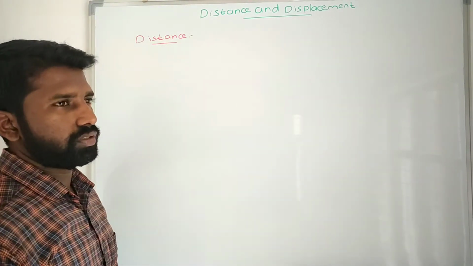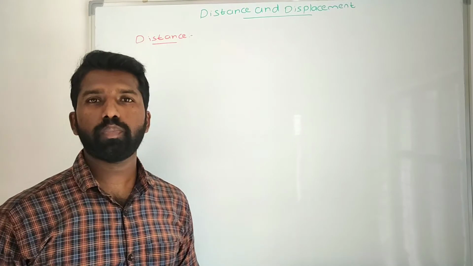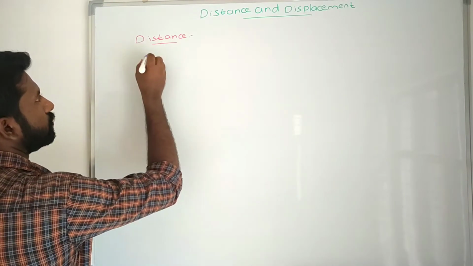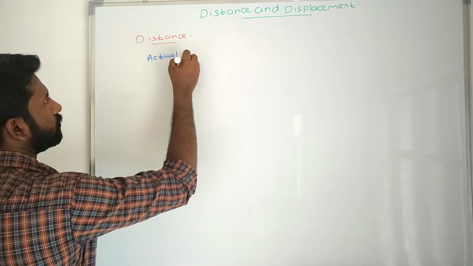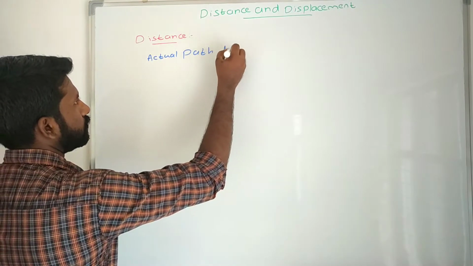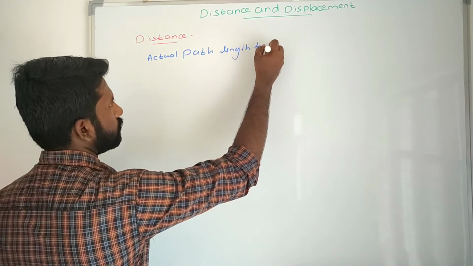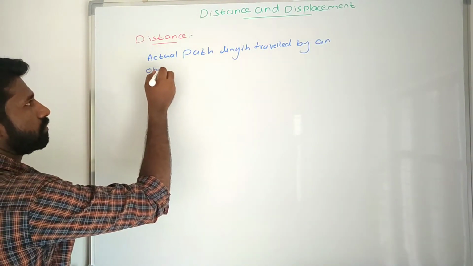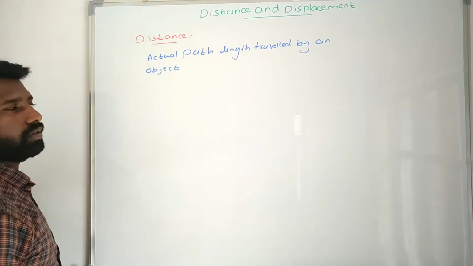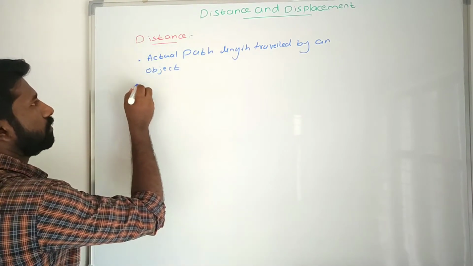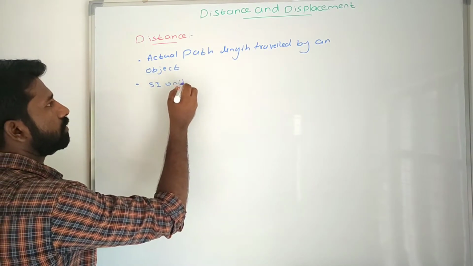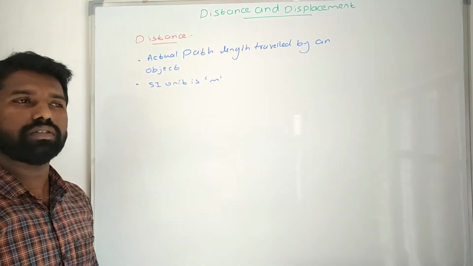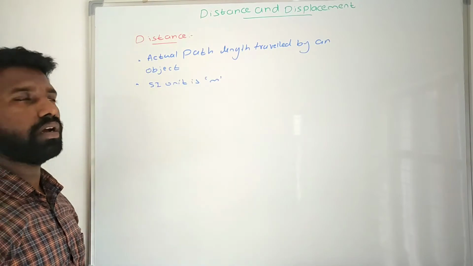What is meant by distance? Distance is the actual path length traveled by an object. This is the distance. What is its unit? The SI unit is meter. What is the CGS unit? That is centimeter. What is its dimension? L is the dimension.